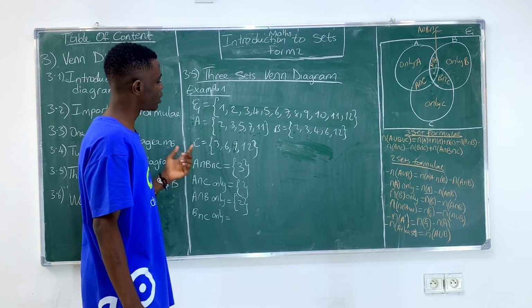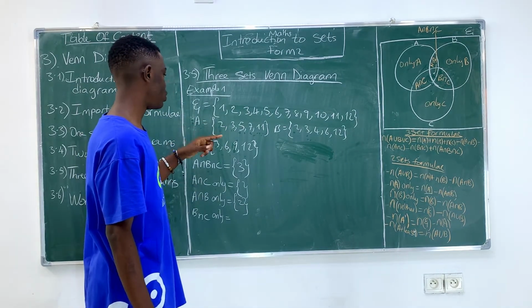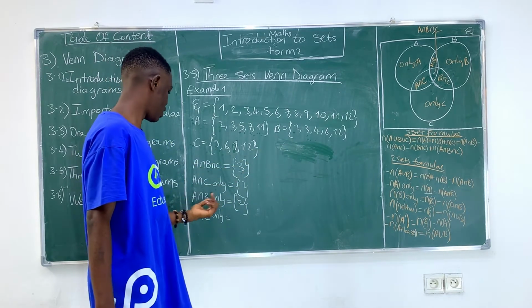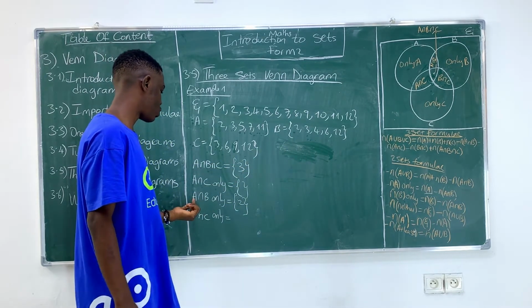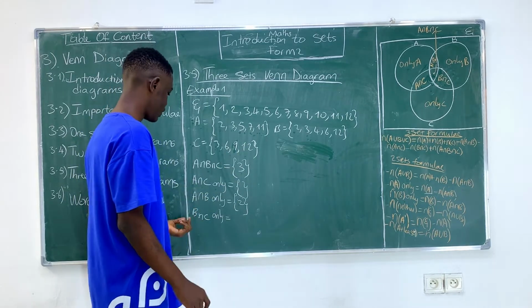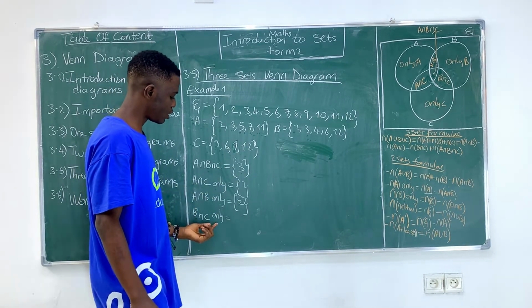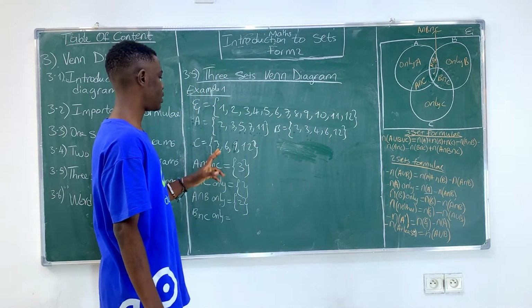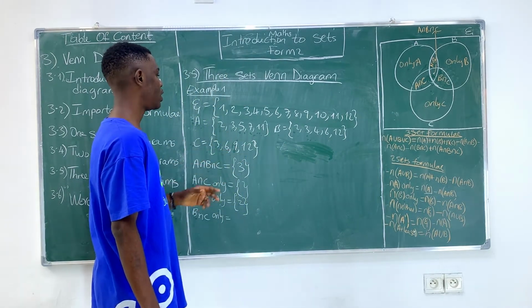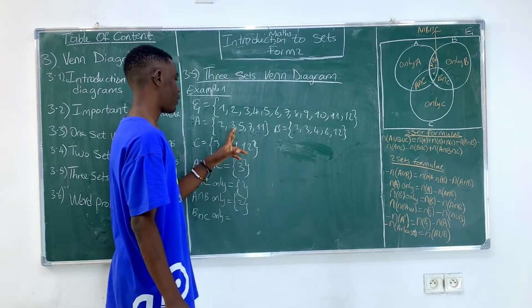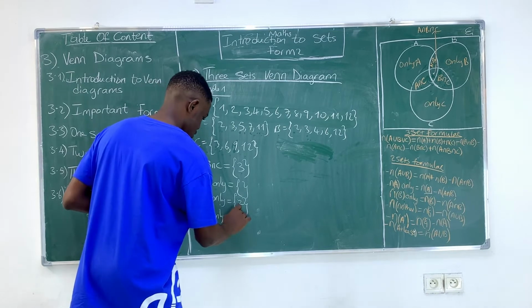So you find terms that are common to A and C, which are not found in B, for A intersection C. Same for A intersection B: you find terms that are common to A and B, which are not found in C. So we do the same for B intersection C only. We check terms which are common to B and C, which are not found in A. So what are the terms? You have 3 and 3, but 3 is found in A, so we don't put it.